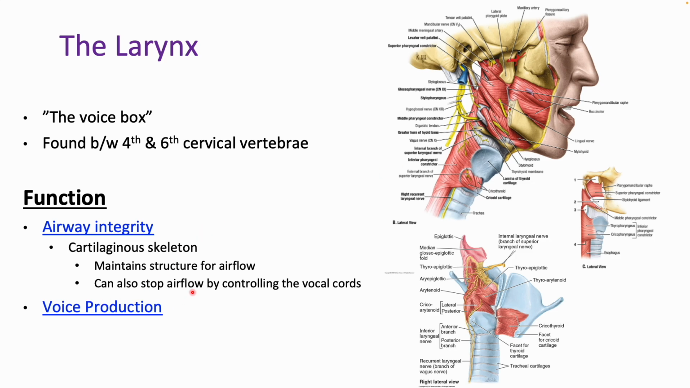It can also stop airflow by controlling the vocal cords, and we'll look at what the vocal cords are, but it's going to maintain structure for air to pass through, and it can also close the vocal cords to prevent air from passing through. The larynx is also going to function for voice production, and we'll look at a couple important muscles that do that, but that's where it gets its name, the voice box, and that's going to do things like tone or just voice in general.